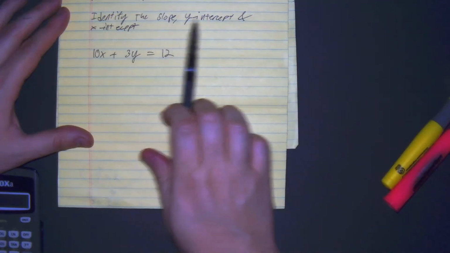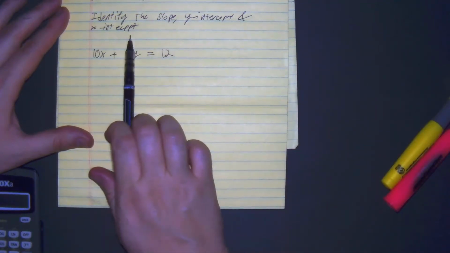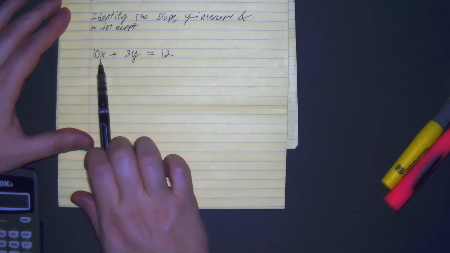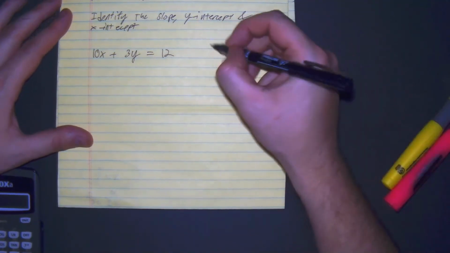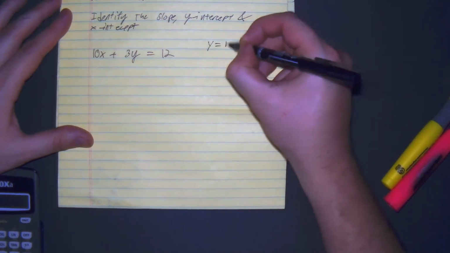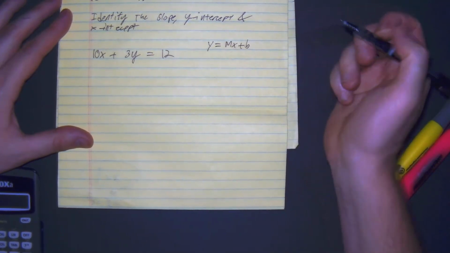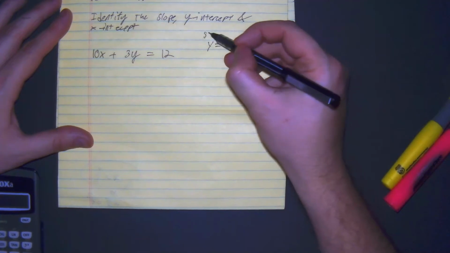Identify the slope, y-intercept, and x-intercept. We're given this equation of 10x plus 3y equals 12. I think it'd be easier to work with this if we put it as y equals mx plus b. In other words, slope-intercept form.